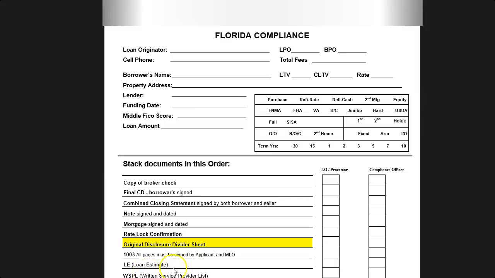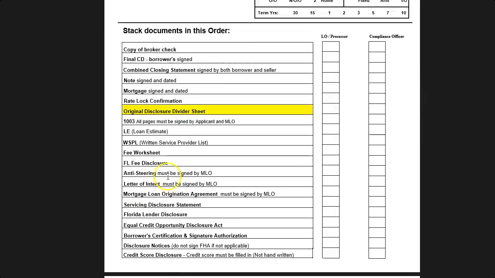The LE or the loan estimate. The written service provider list. The fee worksheet. The Florida fee disclosure if you're in Florida. If not, then it would be your state-specific form. Anti-steering must be signed by the mortgage loan originator as well. The letter of intent must be signed by the mortgage loan originator, as well as the mortgage loan origination agreement.